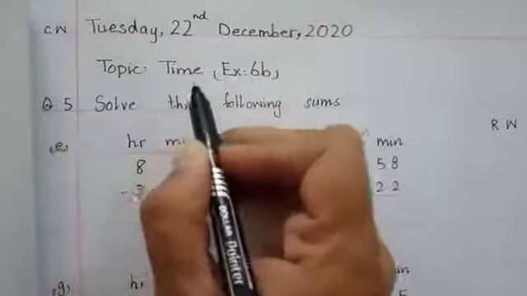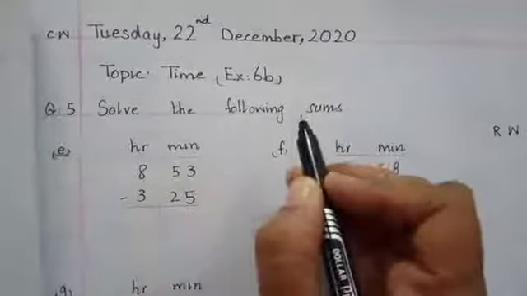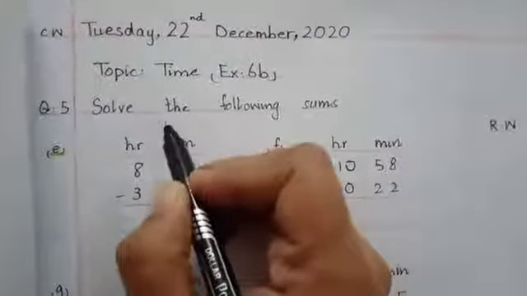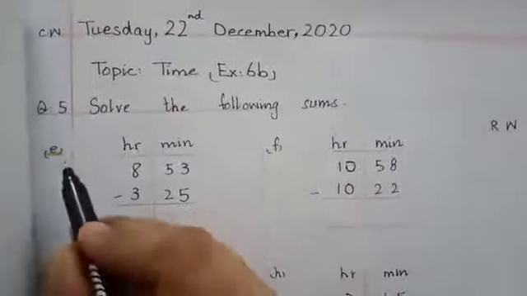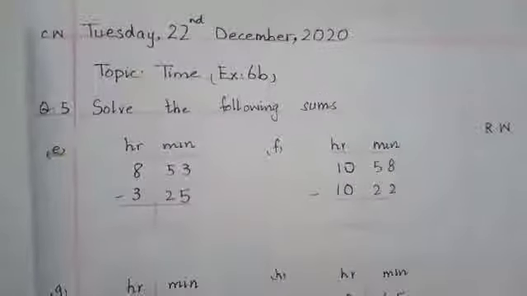Our topic is time. It's exercise 6B. Question number 5. Solve the following sums. Underline both topic and exercise with color. After that, write part E. It's hours and minutes. Look at this.